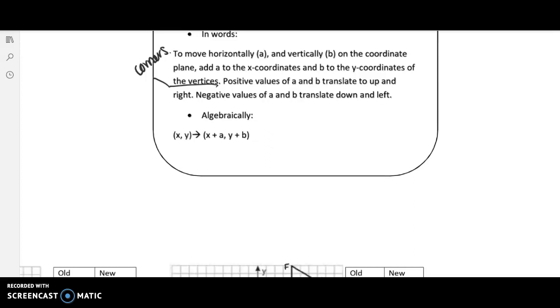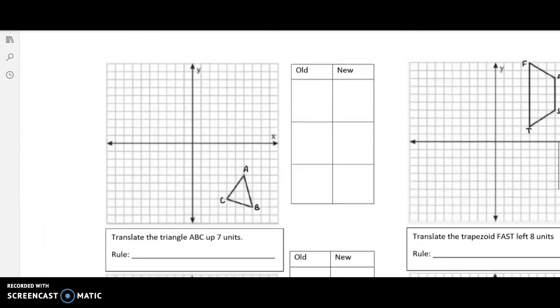So what that means is we had a point (x, y) on our graph, and once we slide it, we take our old x value plus however many we're moving to the left or right, and our old y value plus however many we're moving up or down. And right now that might not make a whole lot of sense, but once we do some examples, I think it'll help. So let's do example 1 together.